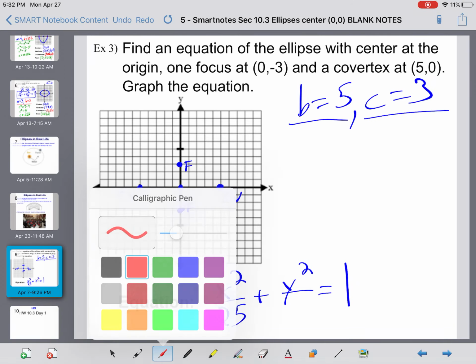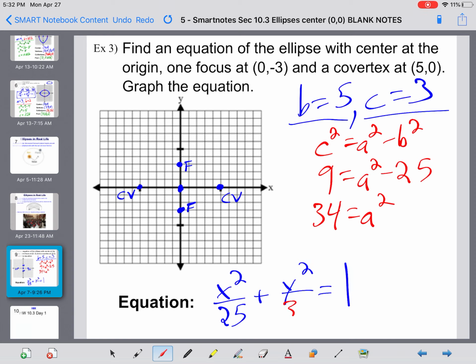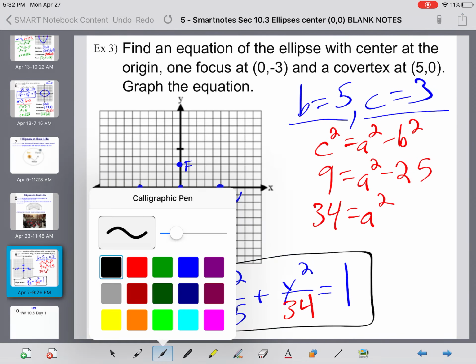So I'm going to use the same equation I've used before, c squared equals a squared minus b squared, but I'm going to solve for a different variable. I'm going to solve for a. I plug the a and the c in, and if I add the 25 over, I get a squared equals 34, and really I can stop there. Actually, it wants me to graph it, so I will finish that in a second. But right now, there's my equation. a squared goes in the denominator under y. That is my equation of the ellipse.